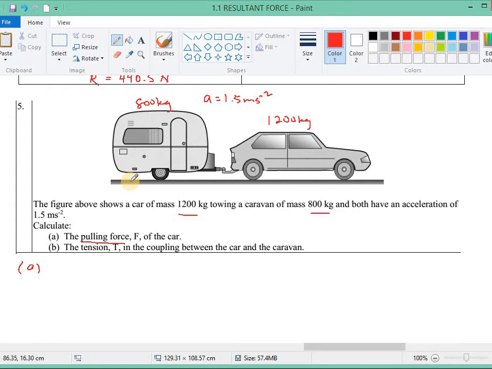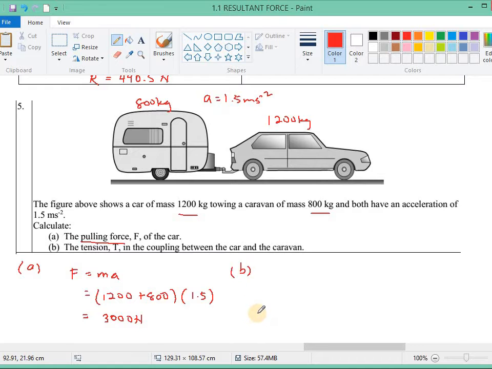So the way we can calculate the pulling force is that it is the force that makes both the car and the caravan go at 1.5 meter per second squared. Okay, so F equals MA. F is the pulling force. The mass is 1200 plus 800. The pulling force acts on the mass of these two, and these two will have the acceleration of 1.5 meter per second squared. So we will be able to get 3000 newton. Okay, so this 3000 newton is the pulling force.